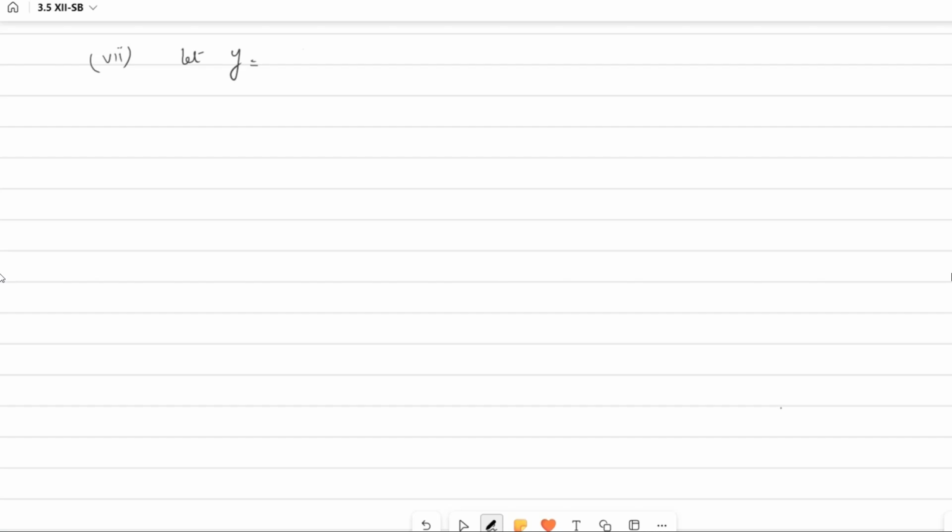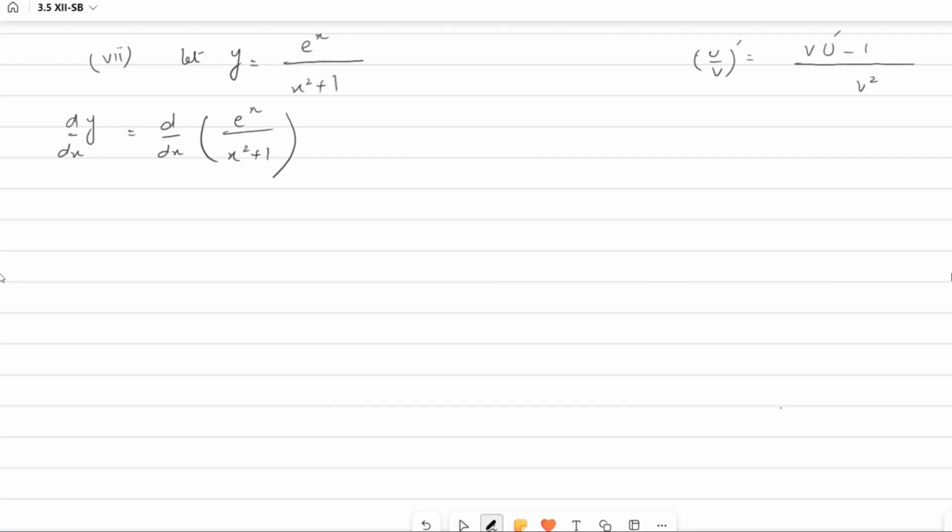Let y is equal to e raised to the power x by x square plus 1. Now taking derivative on both sides. So we know the formula: if we are having u by v, its derivative will be equal to v times derivative of u minus u times derivative of v, over v square. So the same we are going to use over here as well.